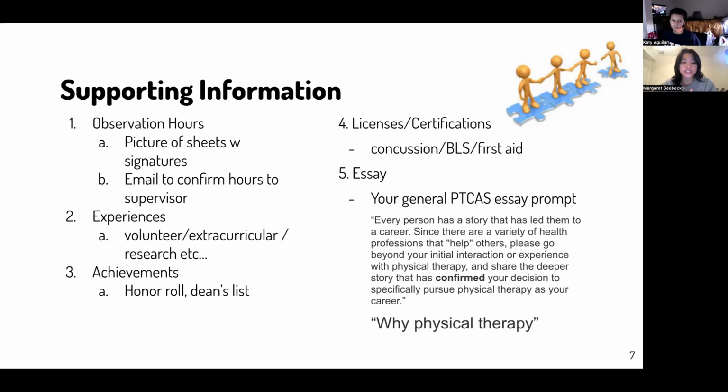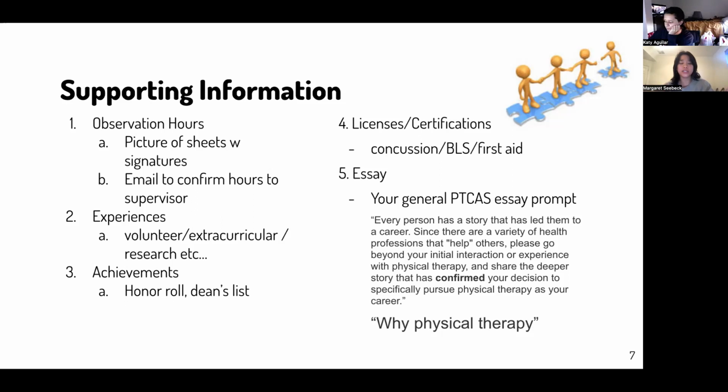Now for experiences, this is where you're going to put your volunteer, extracurricular, and research. So you're going to put any volunteer experiences you had, like Kinetic Kids, or all the other different options that Julie has provided us, or any outside external things you've done with volunteering. You're also going to put your extracurriculars. So this is where you could put like Honors College. This is where you could put PT Society, and then research.